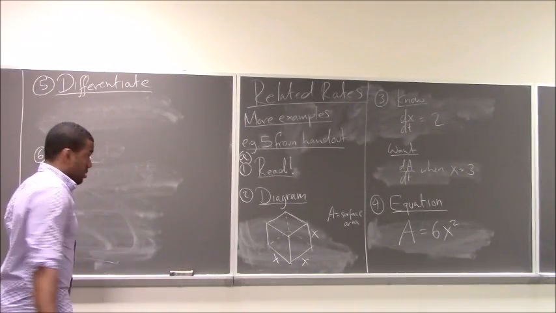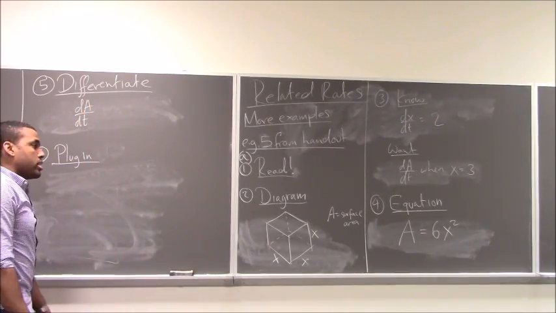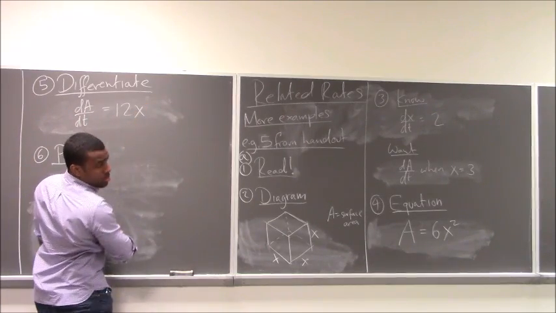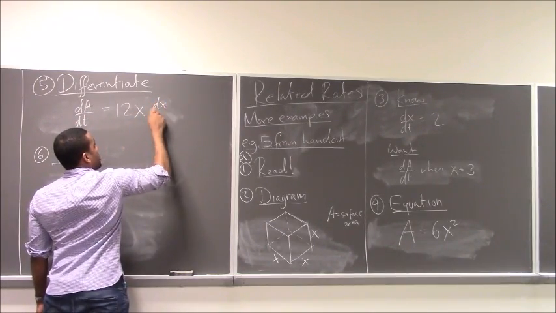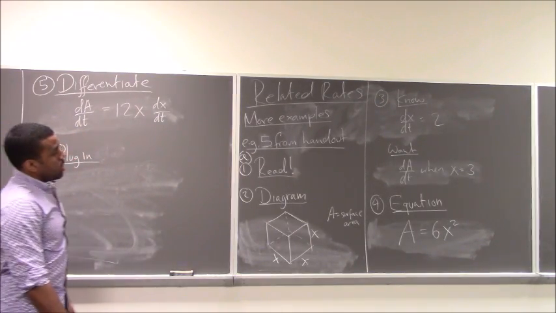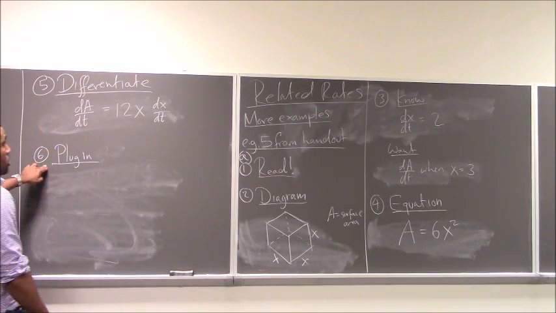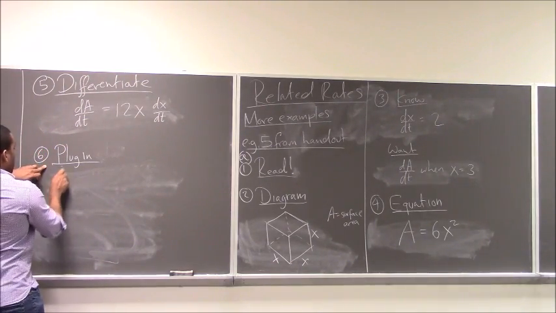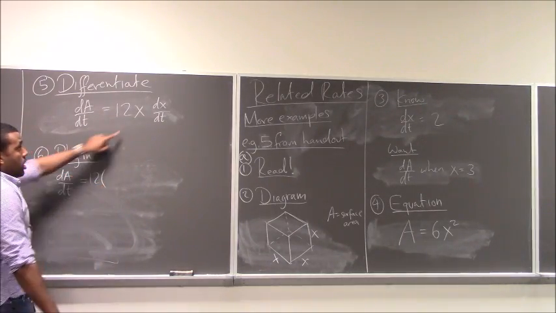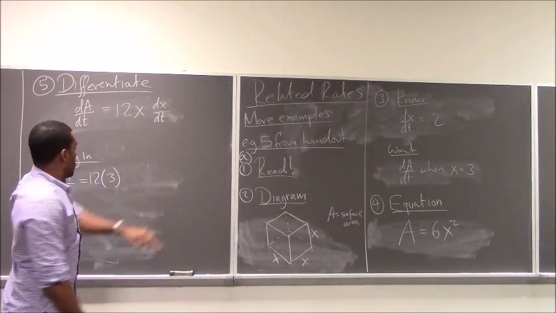Once you have the equation, now we just differentiate the equation. Derivative of A is dA/dt. Derivative of that is 12x dx/dt. And so now, it says we want the rate of change of area when x equals 3. So we're going to plug these in. dA/dt we don't know. 12x we know is 3. dx/dt we know is 2.